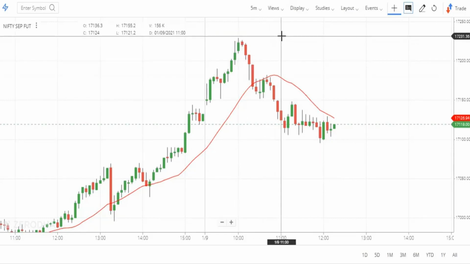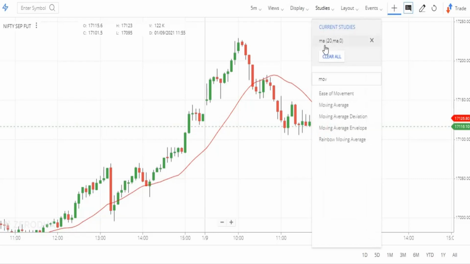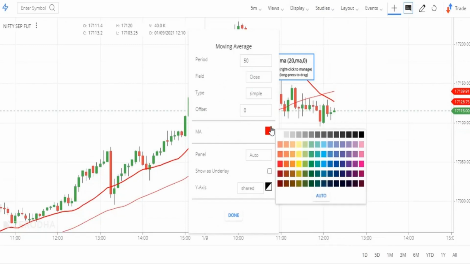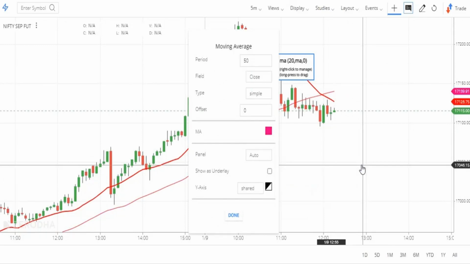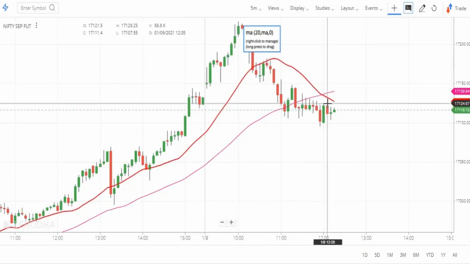And then we have the moving average crossovers. Now what is a moving average crossover? We have a moving average set of 20. We add another moving average, let's say of 50. We'll change this color to pink. And now we have these two moving averages.